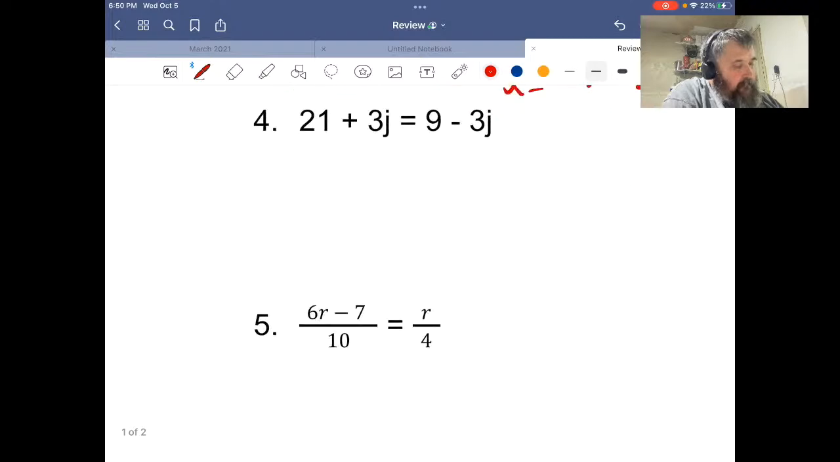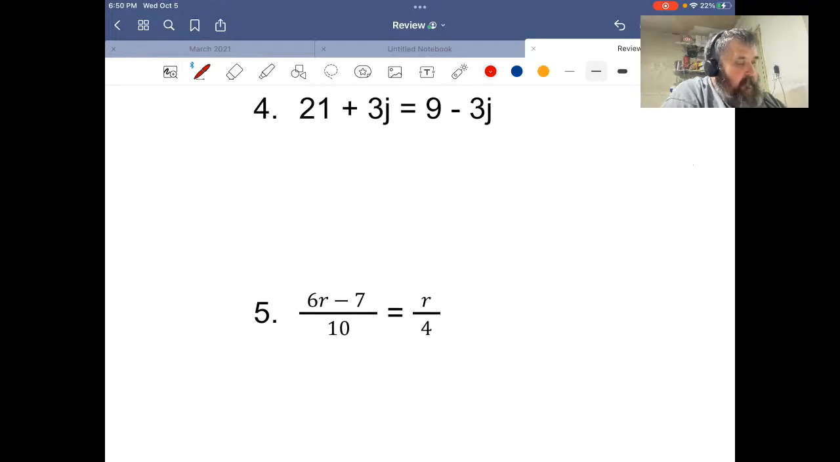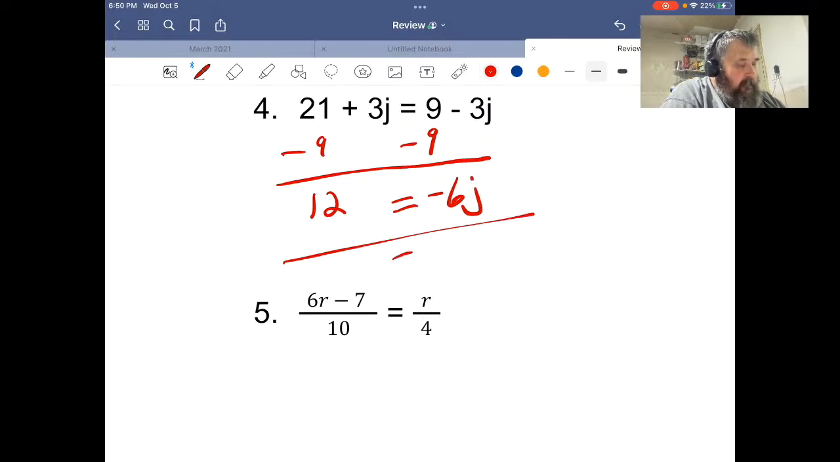Okay, so let's look at number 4. Same thing. We're going to pick which side we want to get rid of. I want to put all the negatives on one side and have positives. So I'm going to subtract 9 from both sides. And that gives me negative 6j, and then 12. So negative 6j is 12. I can divide both sides by negative 6. And so j is equal to 2.